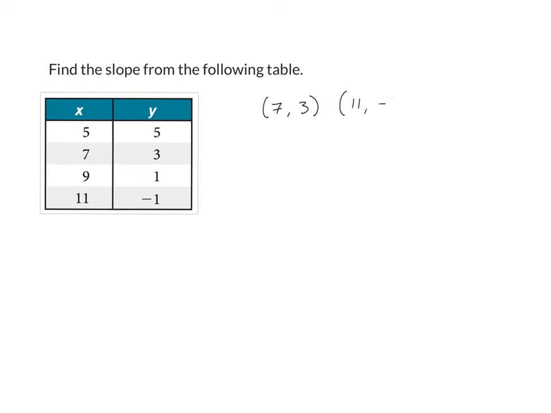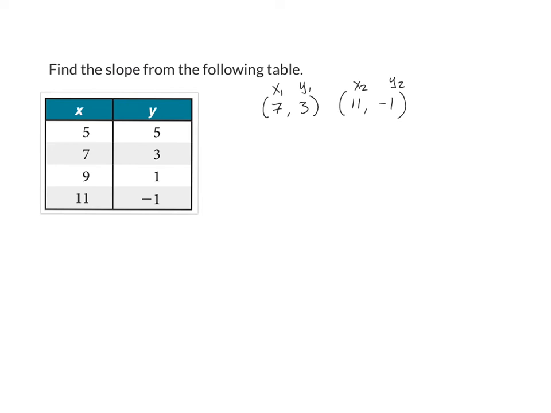11, negative 1. These are the points that I chose. But again, you could have used any of the other 2. And we're going to label them first. So we're going to put x1, y1, x2, y2. And now we're going to follow the same format that we have been following.